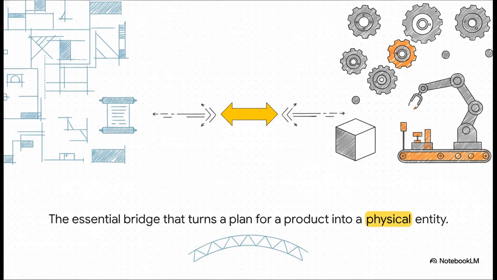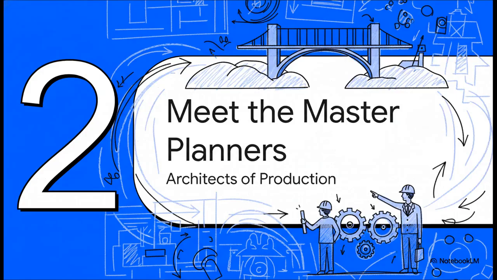And this is the perfect way to think about it. Process planning is that essential bridge connecting the world of design to the world of manufacturing. This isn't just paperwork. It's the fundamental connection that turns a brilliant idea into something real. Without this bridge, the best designs in the world would just stay ideas. Period. So who are the people that build this bridge? Who are these architects of production?